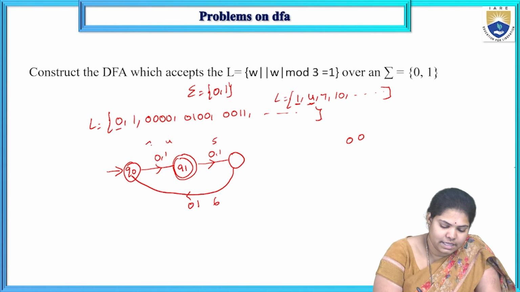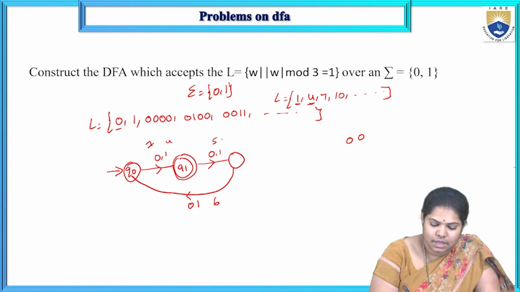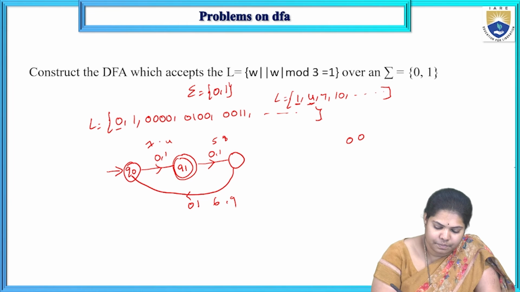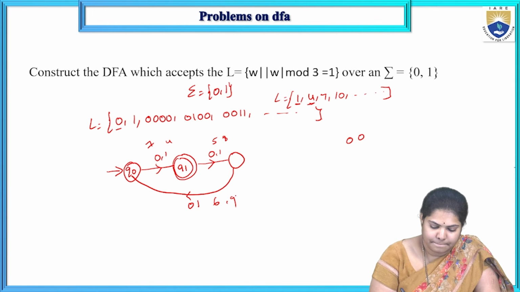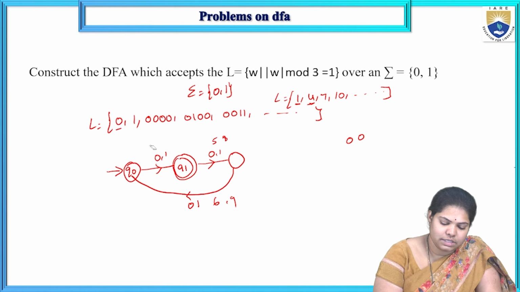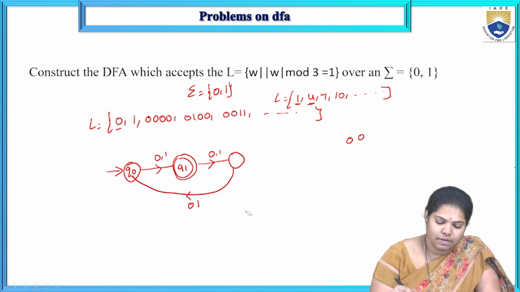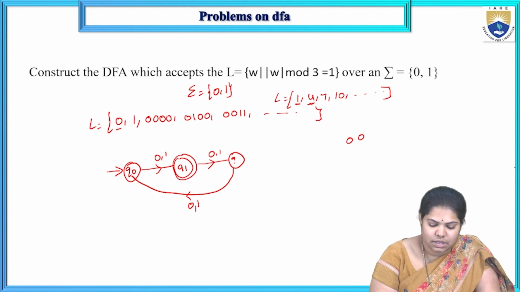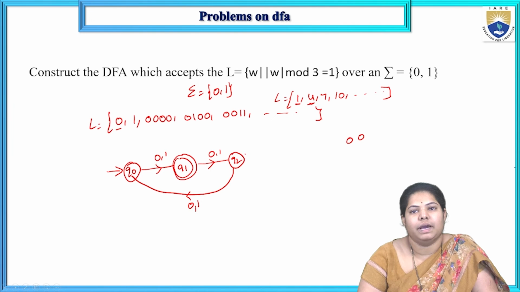The 6 length string is rejected, and the 7 length string will be accepted. Then 8 length string, 9 length string, and 10 length string will be accepted. So this will execute all the strings whose length divided by 3 leaves the remainder 1. It will accept all the strings which are divisible by 3 with the remainder 1.